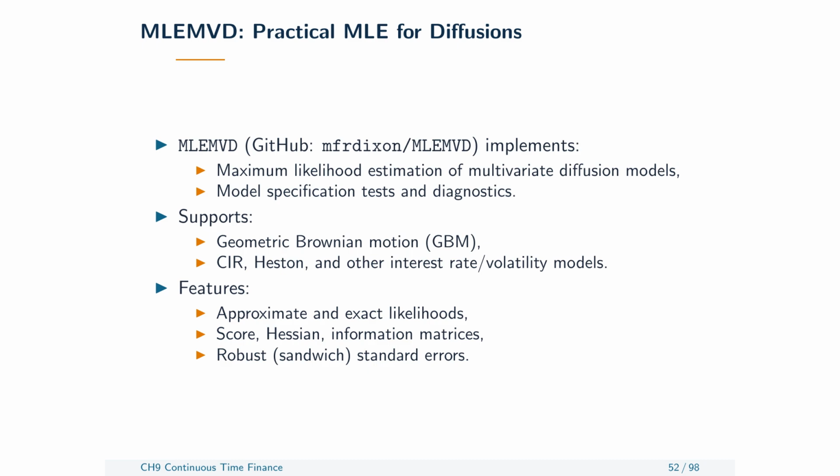The MLEMVD package offers tools for maximum likelihood estimation of univariate and multivariate diffusion models. It is installed from a source repository rather than the main CRAN archive, so users should record the exact version and inspect dependencies. Package availability is not evidence of model validity. The likelihood, parameter bounds, and diagnostic calculations still require independent verification.